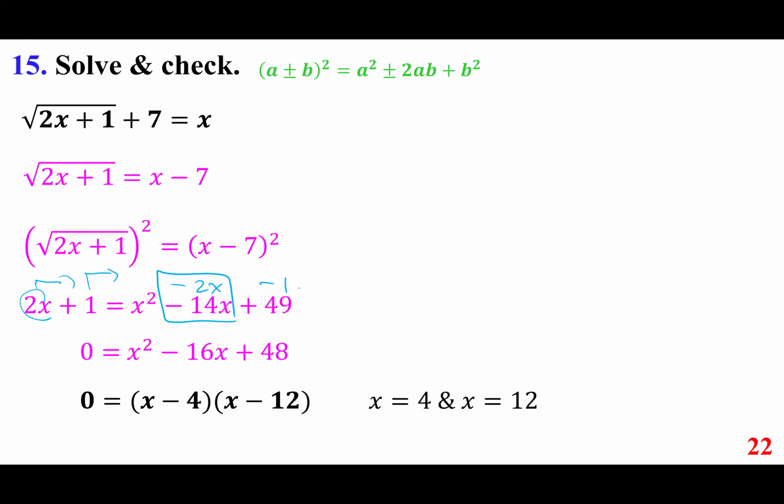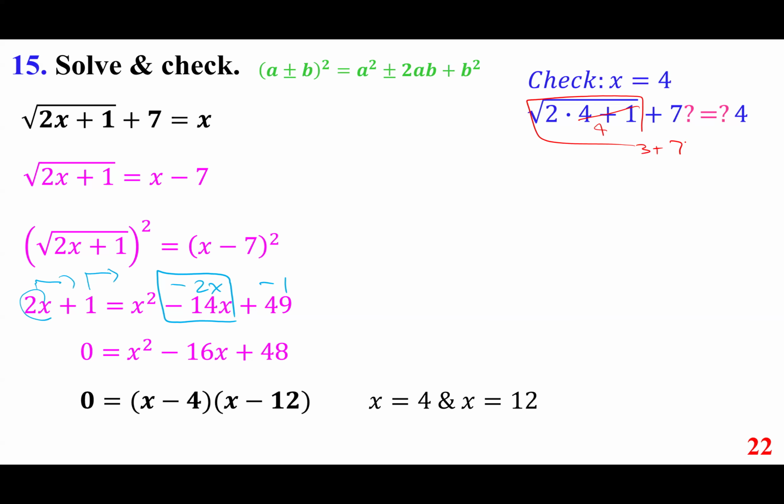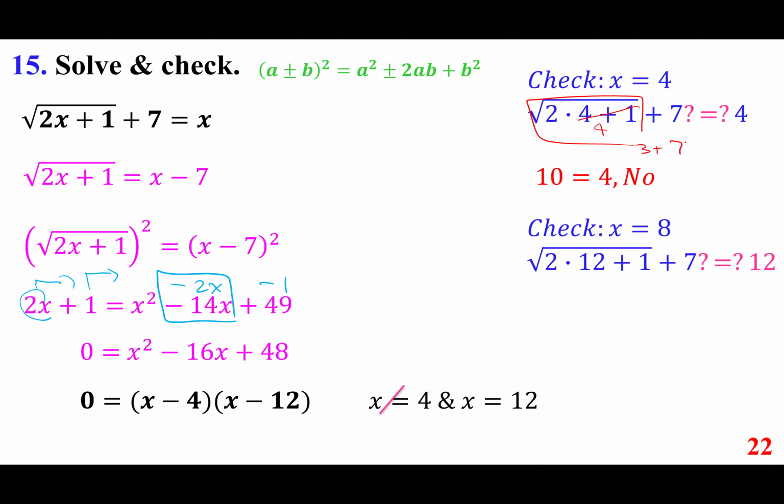You must check, especially if you raise it to a power that is even somewhere in the middle of your steps. So if you put 4 in here, you get 2 times 4, which is 8, plus 1 is 9, which gives you 3, plus 7, 10 equals 4? No, that's not a solution, everybody. So 4 is out. Let's check 12.